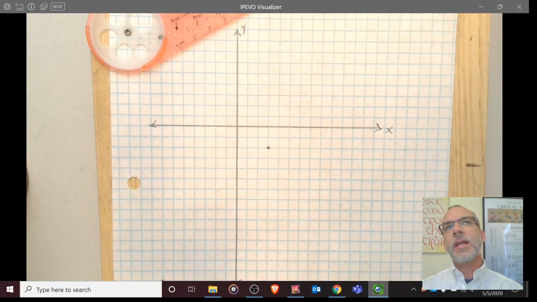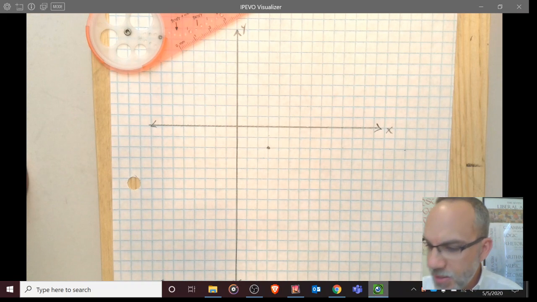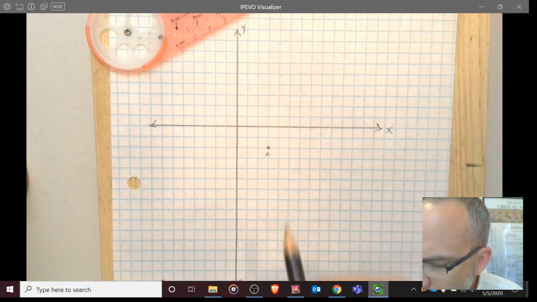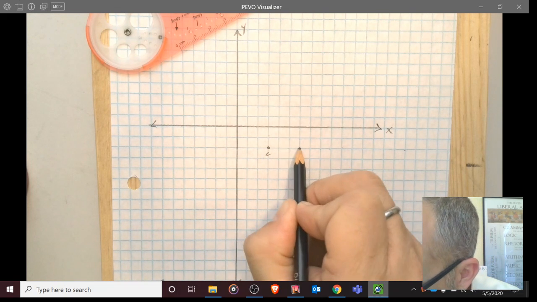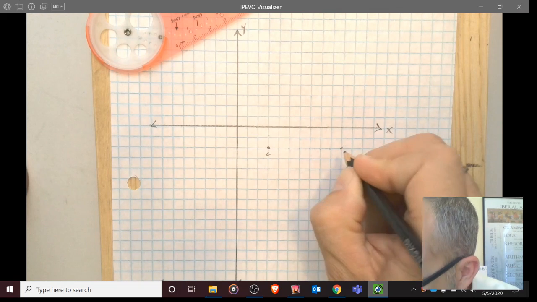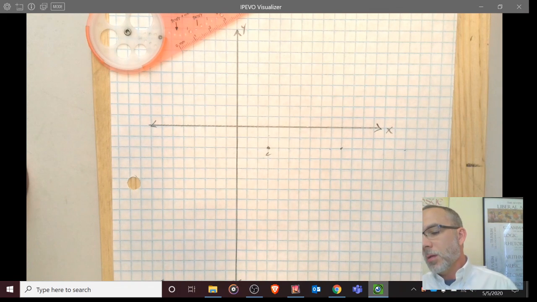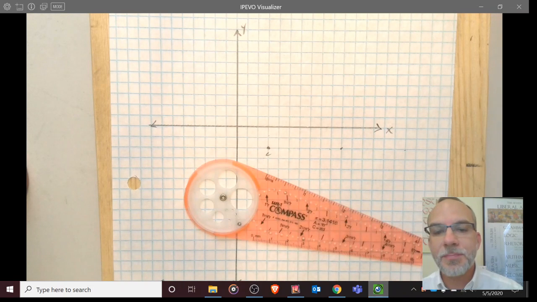Now when you draw a radius, I recommend that you either go left, right, or up, down. Don't try to draw a catty corner radius or a diagonal radius. This is the center right here. And then I'm going to count 7 units to the right. So 1, 2, 3, 4, 5, 6, 7. It's going to be this point right here. Okay, now, this is my compass.